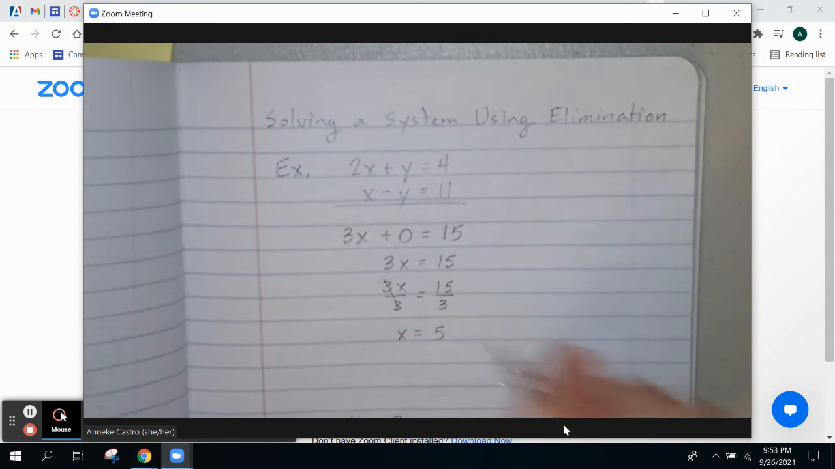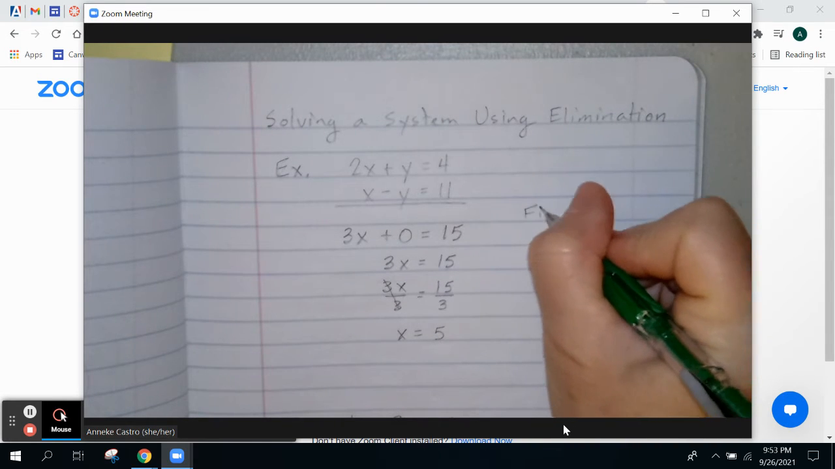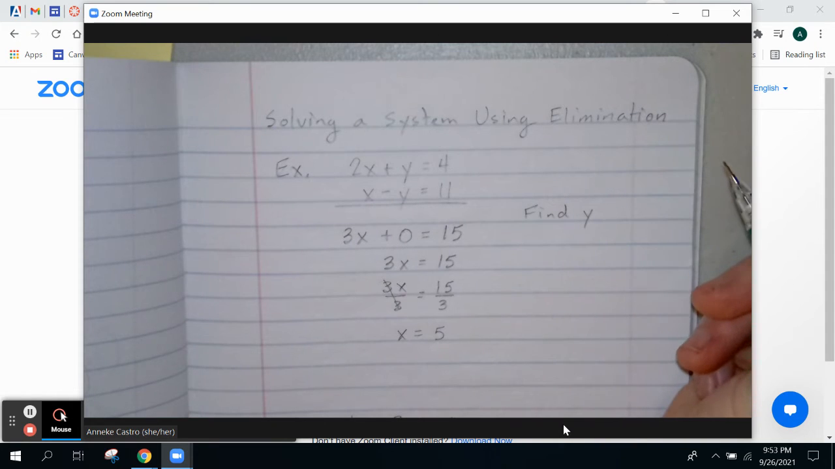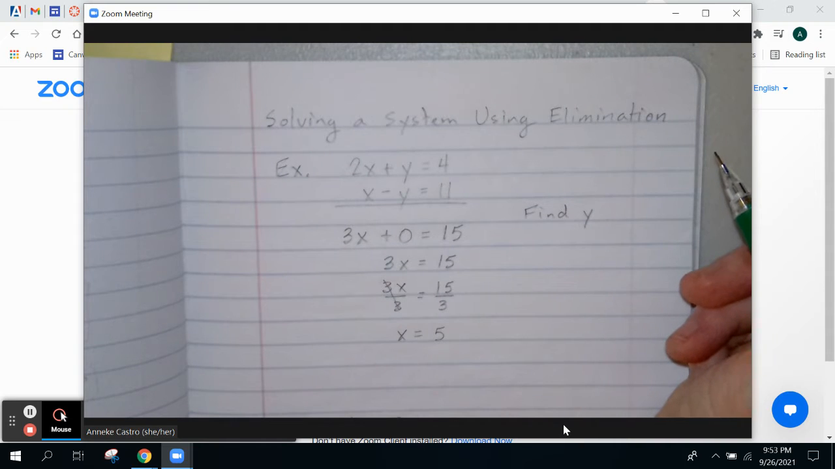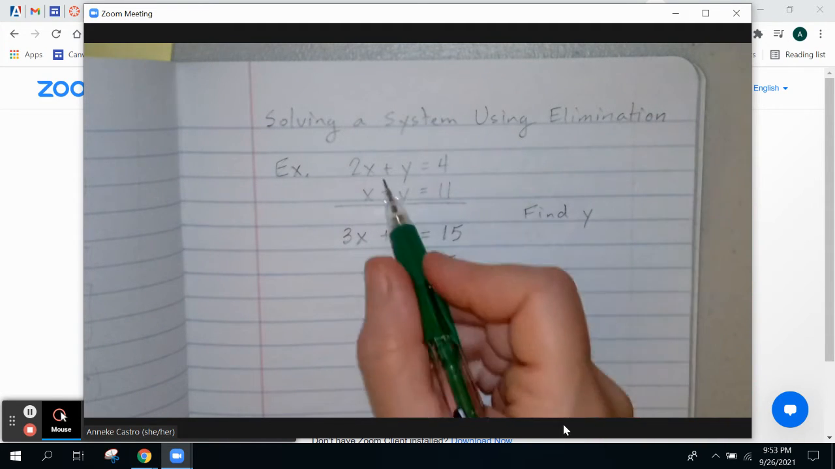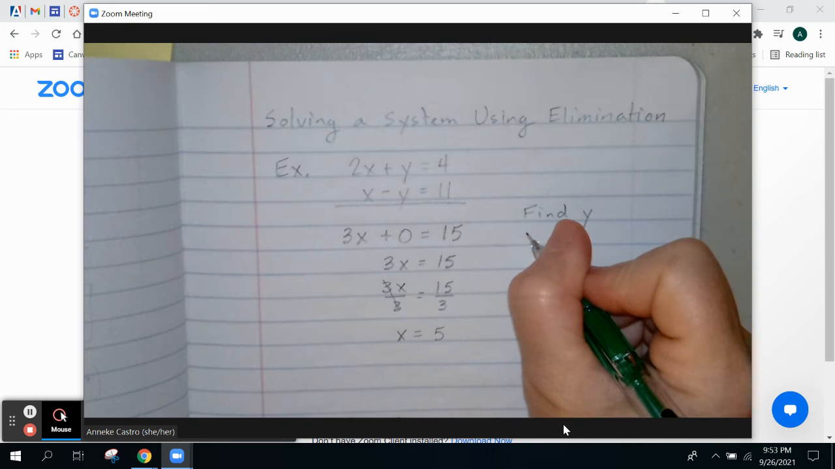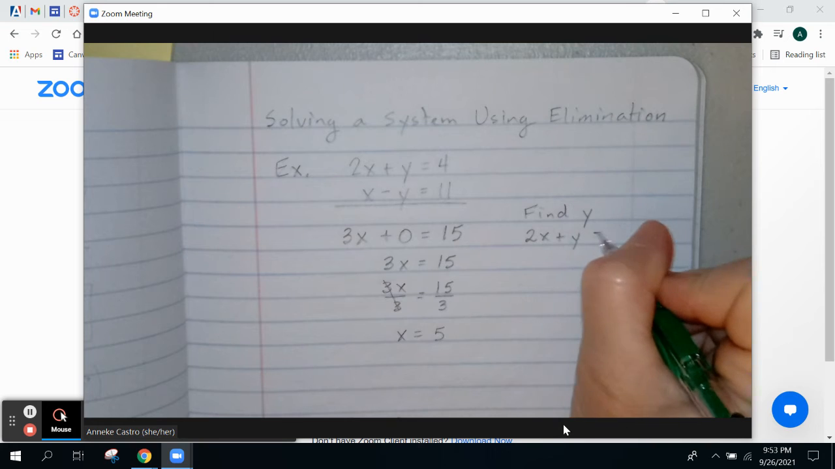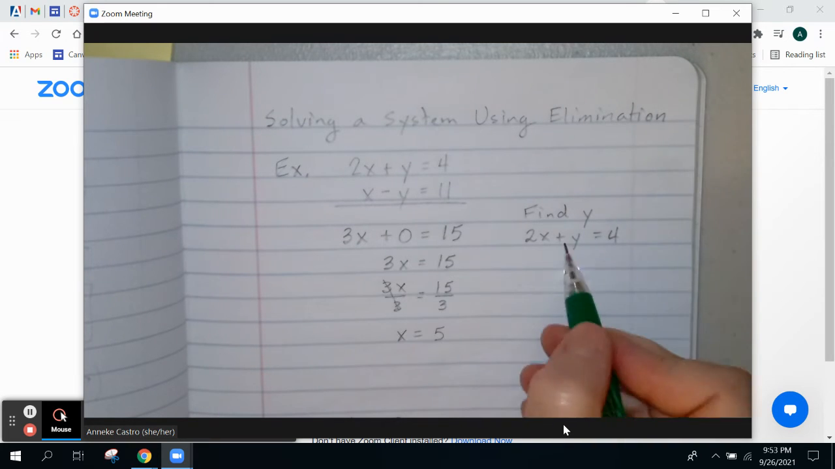So a lot of times students think, yay, I'm done, I found x, but no. This is a system of equations. We have to find both x and y. So now I'm going to find y. In order to find y, you can use either equation, but I like to use the one that has more positives in it. I find that a lot of students have problems with negative signs. So it's better if you use the one with the positives so that you don't run into trouble with any negatives.